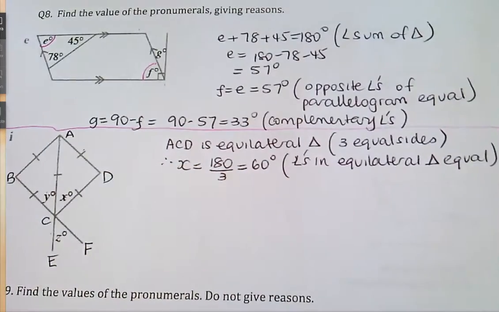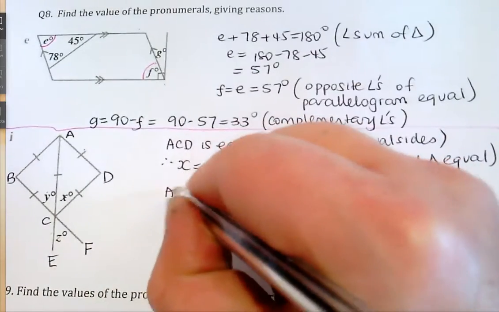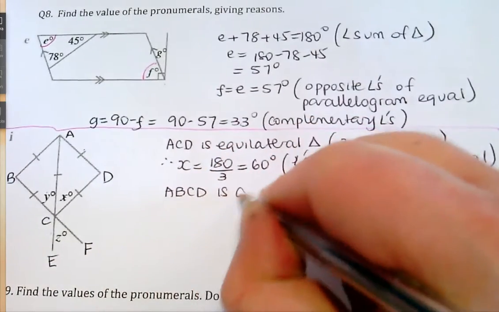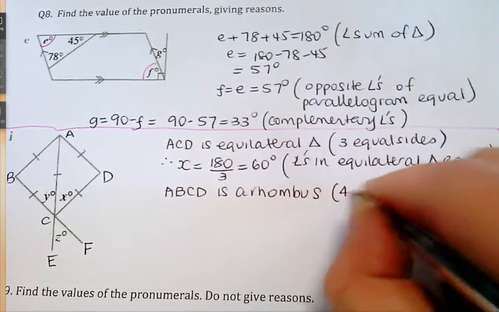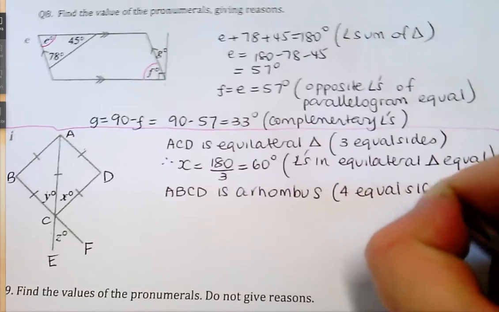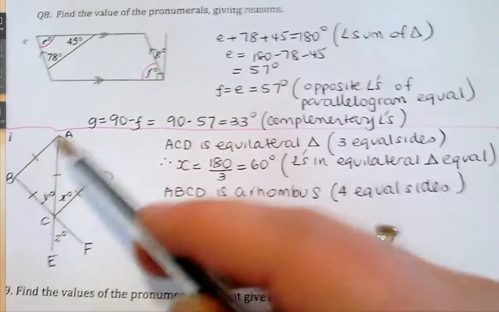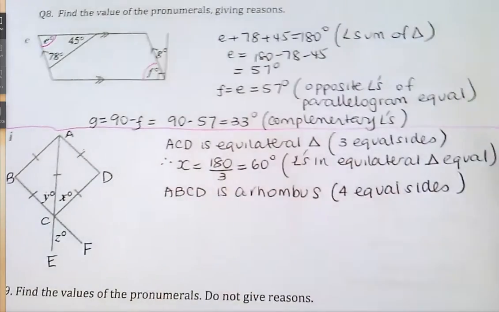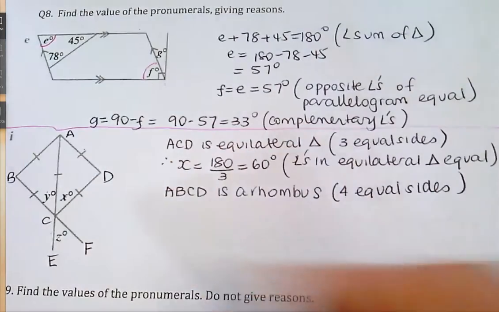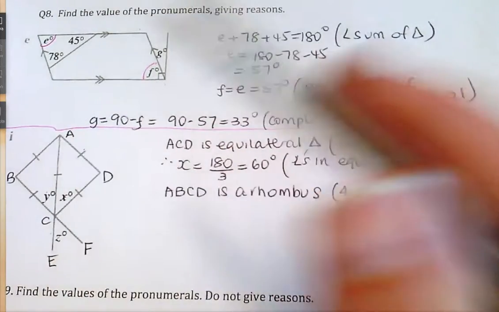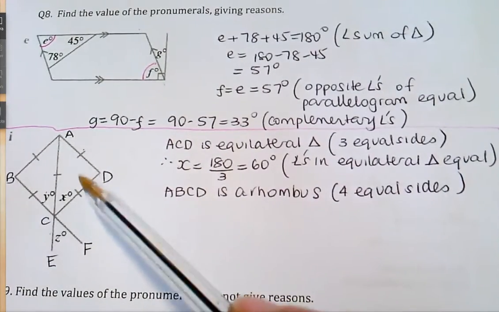Now I've got to work out what Y is. Remember, we know that ABCD is a rhombus, and the reason is that it's got 4 equal sides. Now we need to think of the properties of a rhombus. We know all 4 sides are equal, opposite sides parallel, opposite angles are equal, but girls, even though this looks like a square, it's not. They've purposefully drawn it not to scale, okay?